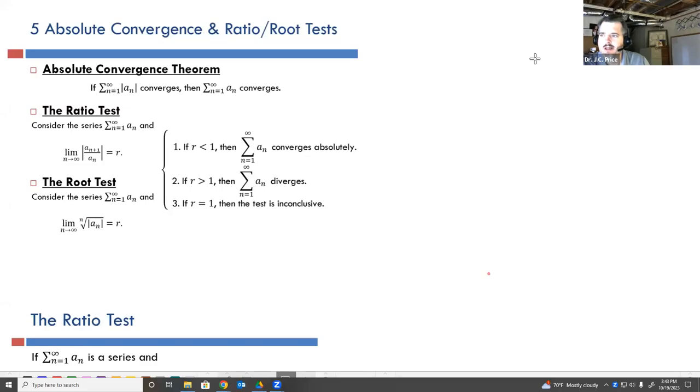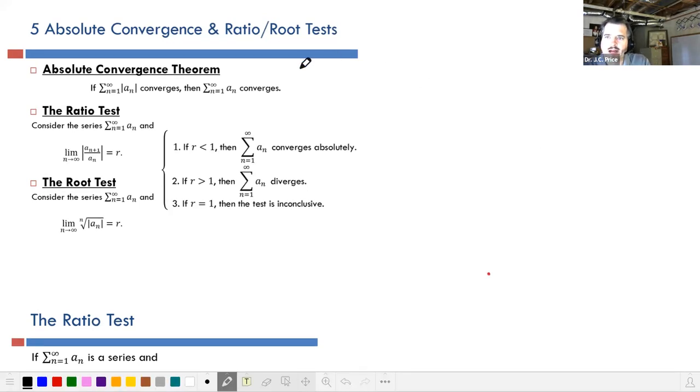Okay, guys, it's time for some fun with math. Today we are going to finish up the lecture we started last time. So we have absolute convergence and the ratio and roots test, basically part two.